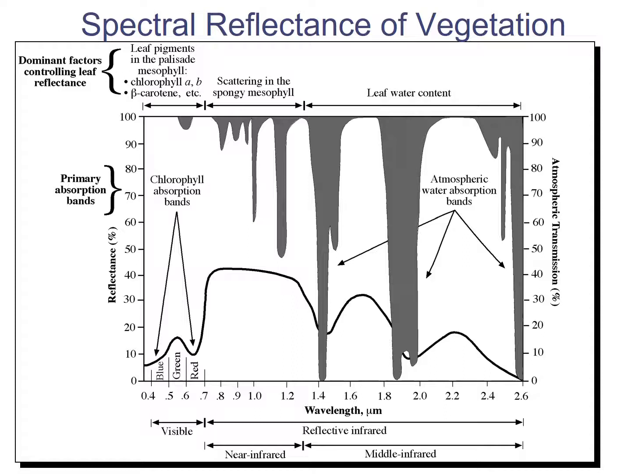And why is that? Well, the dominant factors that control the reflectance of the leaves are the pigments in the palisade mesophyll, the chlorophyll A, B, the beta-carotene. As you move further over, you get a scattering effect in the spongy mesophyll, which is part of the leaf structure, and then as you move further over more, it's the leaf water content. So in the spongy mesophyll, where you start getting some of this scattering, that's what's causing some of this inhibition, not of the signal, but of the reflectance.